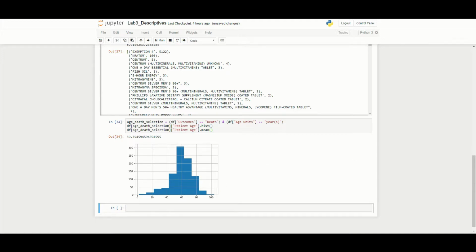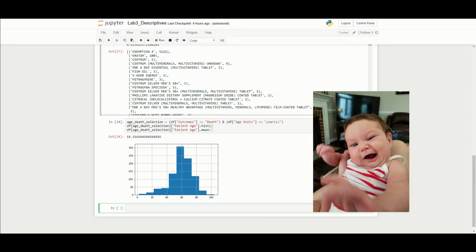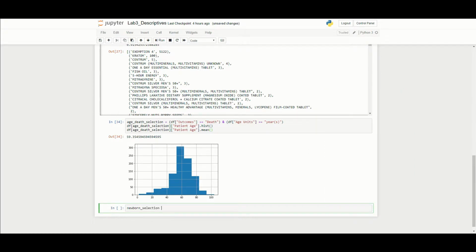Now, let's do something else. Remember, we dropped out the newborns, right? Everyone that wasn't at least 1 year old is not in this data frame. So let's do something a little bit different, and let's just look at all of the newborns in our database. So we'll do a newborn selection, data frame of age units, and we'll do this one as days. So just a one-part selection in this case. We're not going to look at necessarily the newborns that died, just all of the newborns for this example.